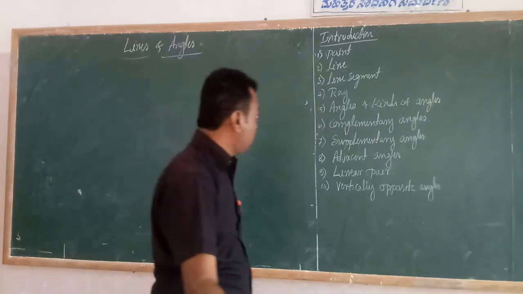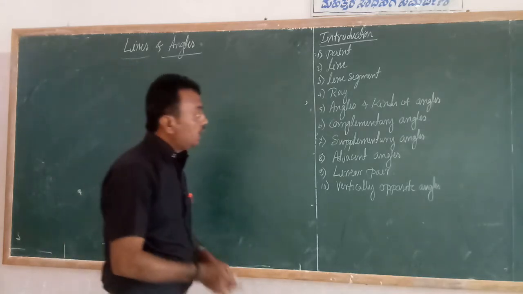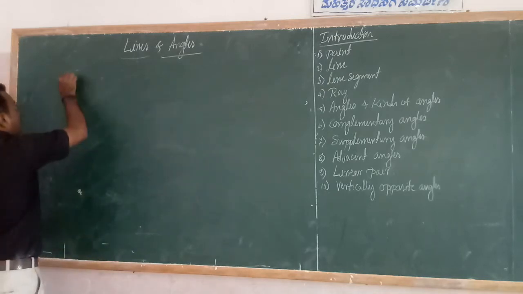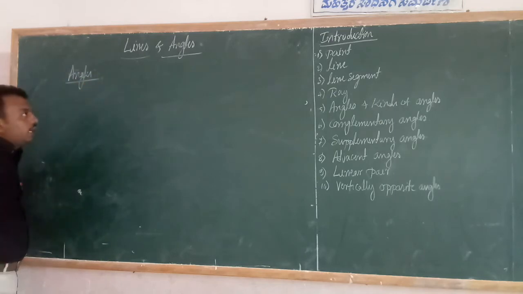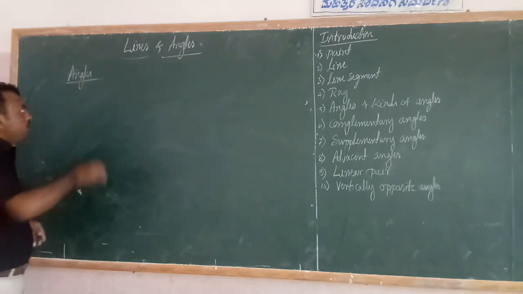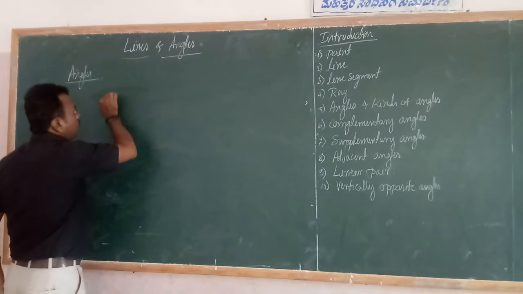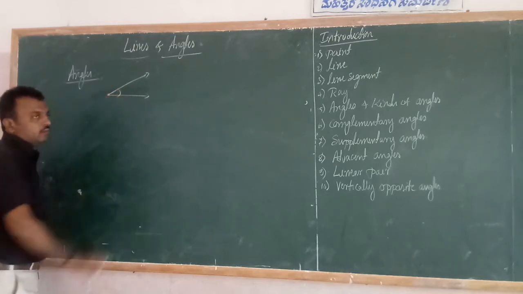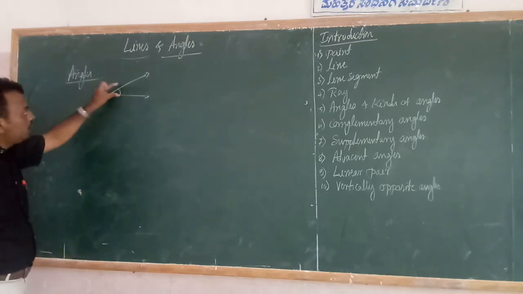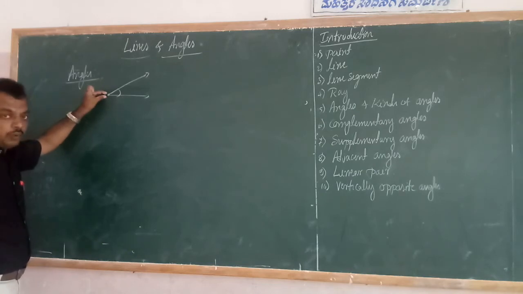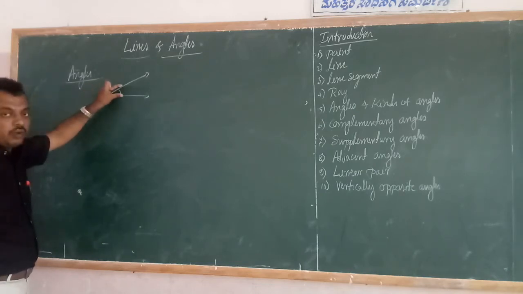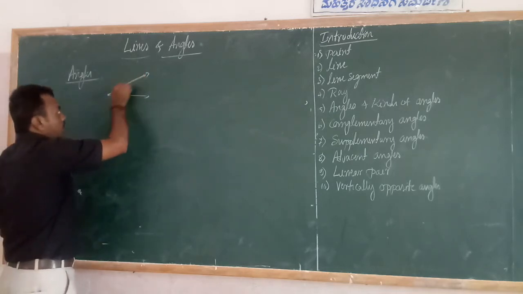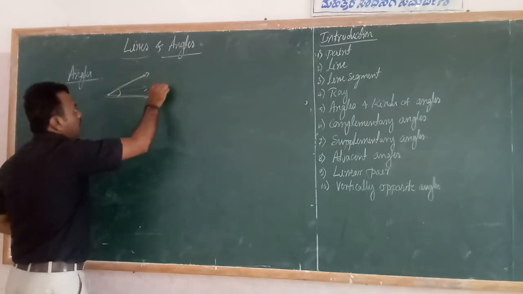Next one, angles and kinds of angles. Already we know it. Angles. What do you mean by angles? Very simple, students. When two rays start from the same point, or from a common point, they form a shape. This shape is called an angle.